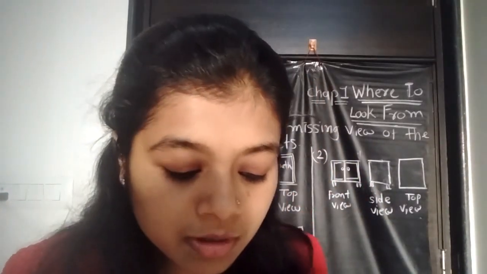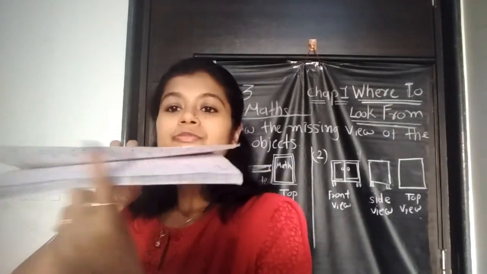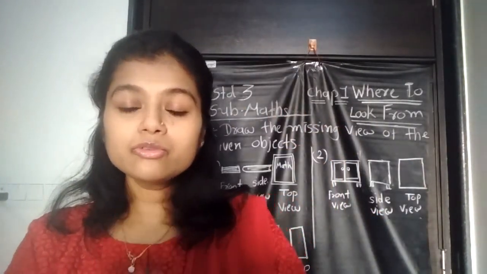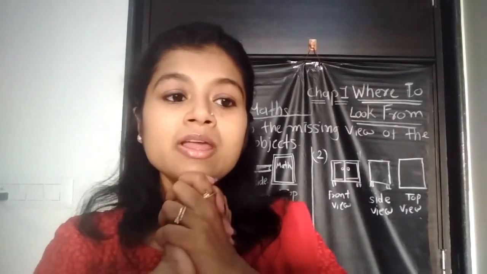Same for the book: front view, side view and the top view. So this way we can describe the different views of an object. Those objects are in 3D, and we can define their different views.